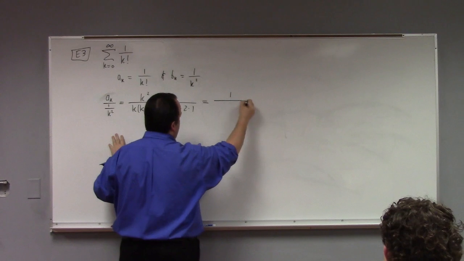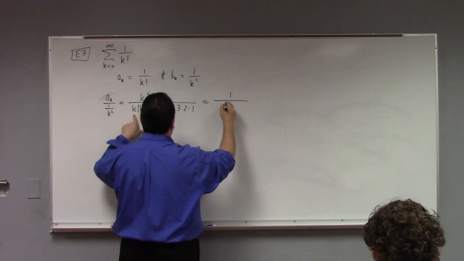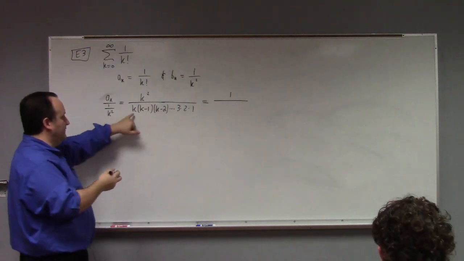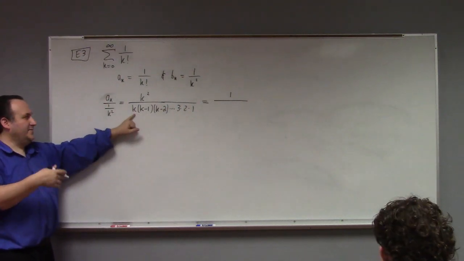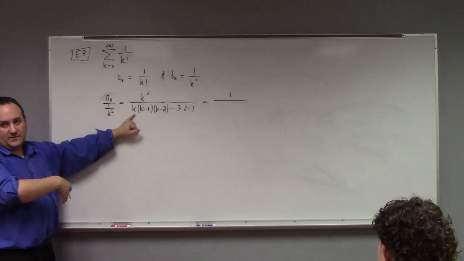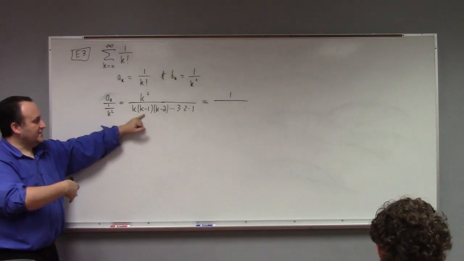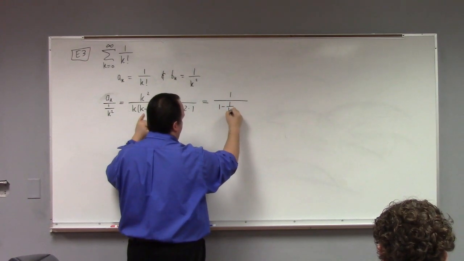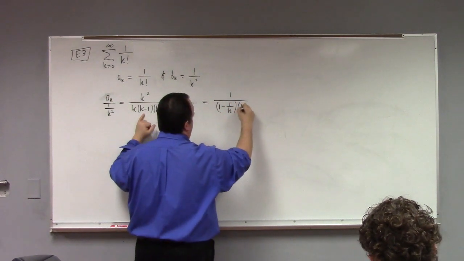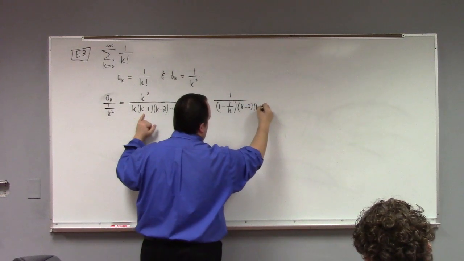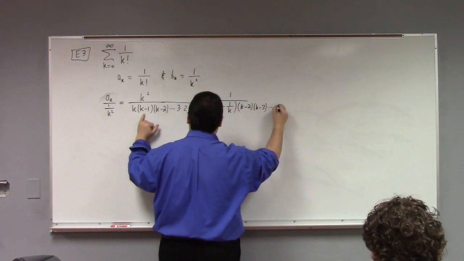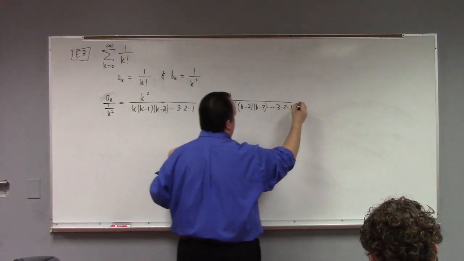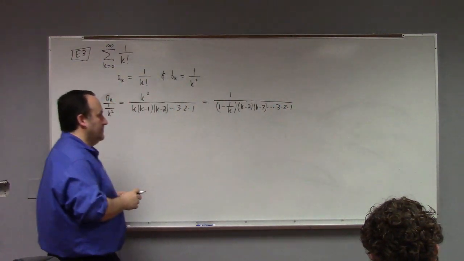I get 1. Well, when you're dividing the top and the bottom by k squared, we can divide the first factor by k, right? Think of it this way: the k squared over k cancels, and then I can divide the other k into this one and get 1 minus 1 over k. What remains, of course, is your k minus 2 and k minus 3, and so forth and so on, all the way down to 3 times 2 times 1. Writing the 1 is just for the sake of the pattern. Great, then what?